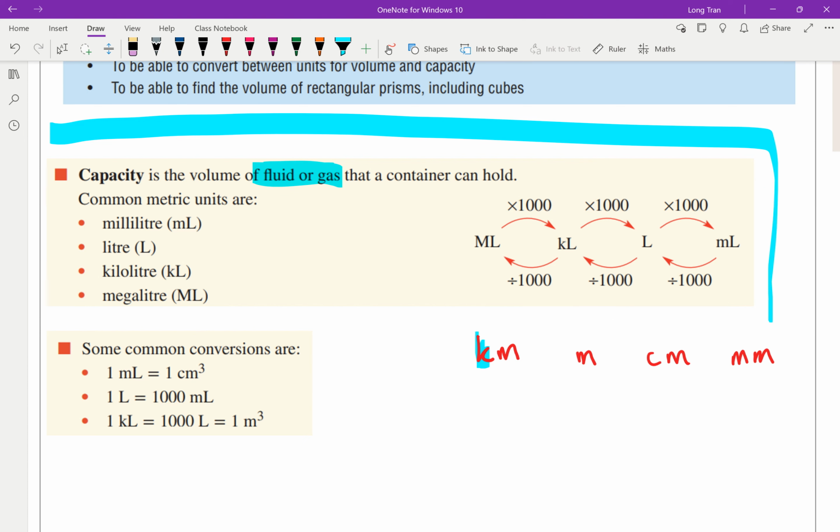Okay, so the next question will get you to practice converting from milliliters to liters and then liters to kiloliters, but they will also get you to convert from here, so gas and fluid, into cubic kilometers, cubic meters, cubic centimeters, and cubic millimeters. So how do you do that? There is one of the facts that this is common here that a lot of people don't know.